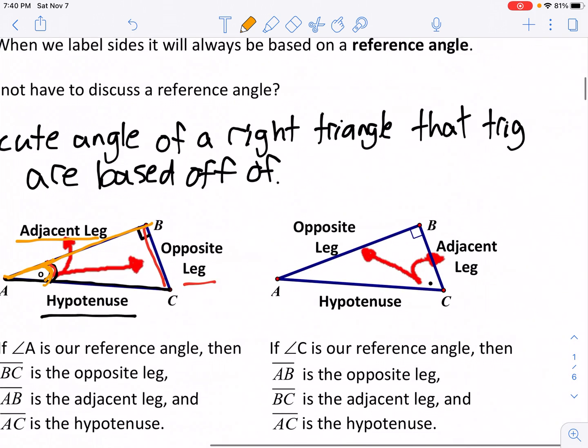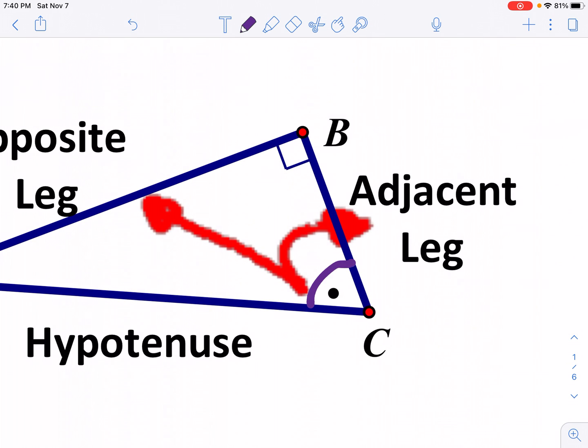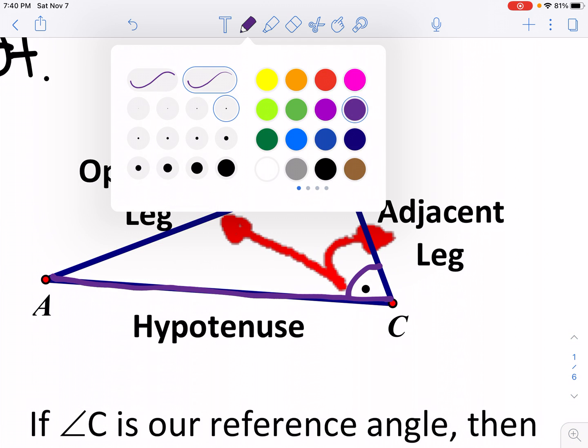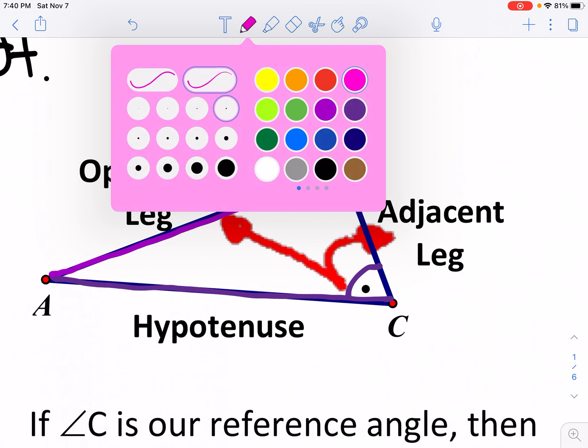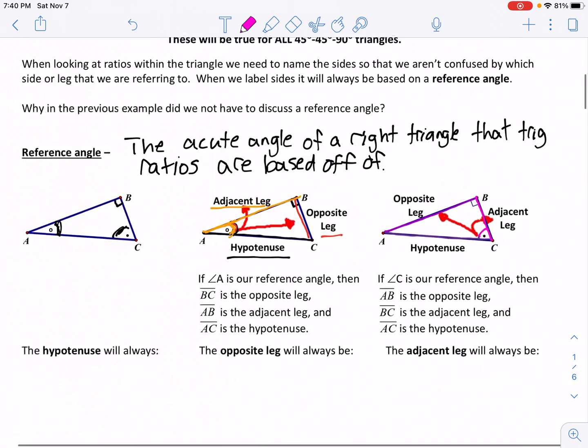Now, if we switch things around and choose the other angle over here, the dot-looking one, to be our reference angle, then things change based on that. AC still remains our hypotenuse, but our opposite and our adjacent are going to switch. The side opposite our angle is the opposite leg, so AB now becomes the opposite leg. And the side that helps form our angle, the side adjacent to it, is the adjacent leg. So BC is now our adjacent leg. So that's what these are talking about here.